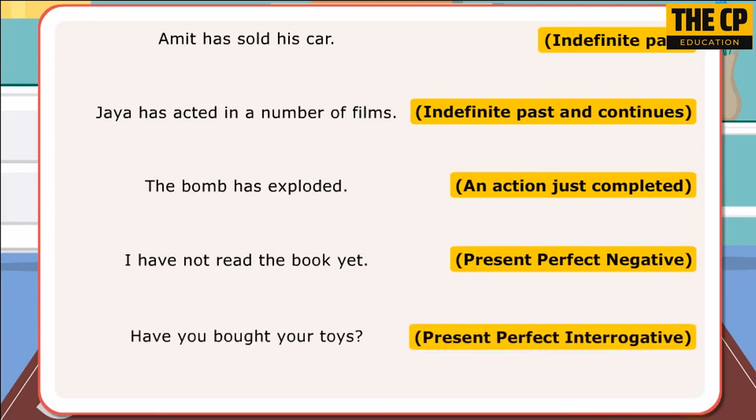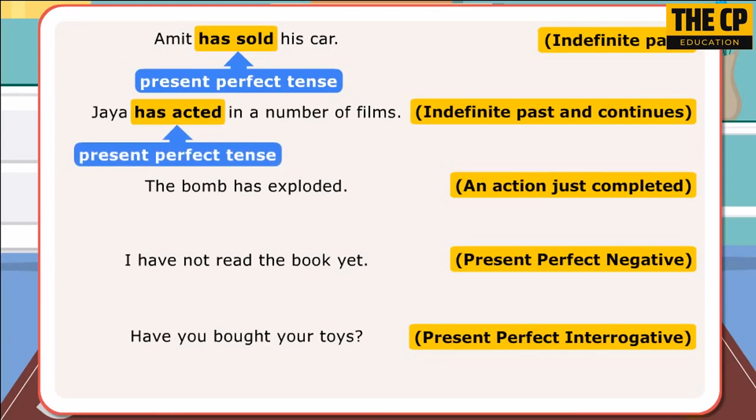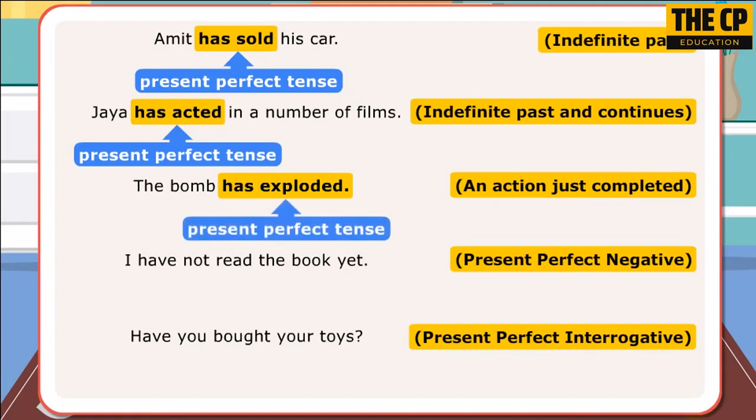Have you bought your toys? Present perfect interrogative. In the first sentence, has sold is present perfect tense, which conveys an action that happened in indefinite past or at an unspecified time. In the second sentence, has acted is present perfect tense, which conveys an action that began in an indefinite past and still continues. In the third sentence, has exploded is present perfect tense, which conveys an action just completed.